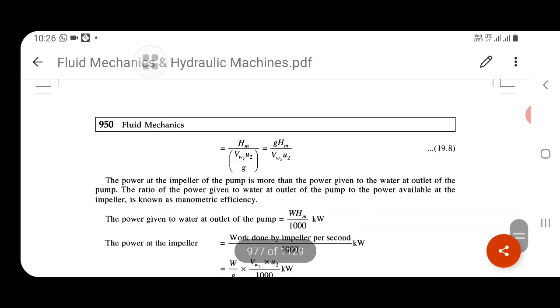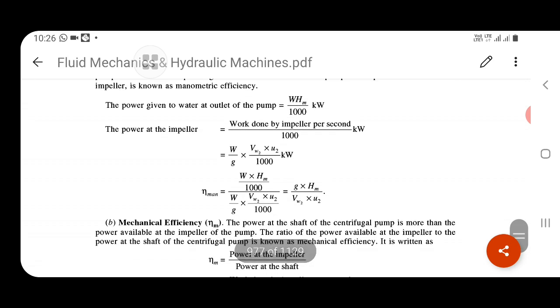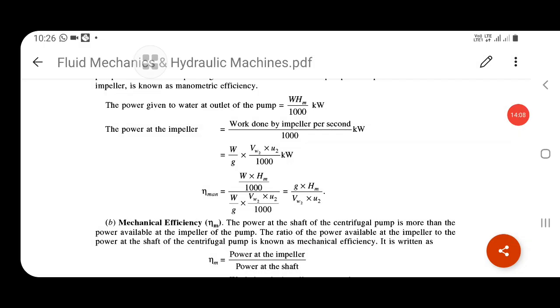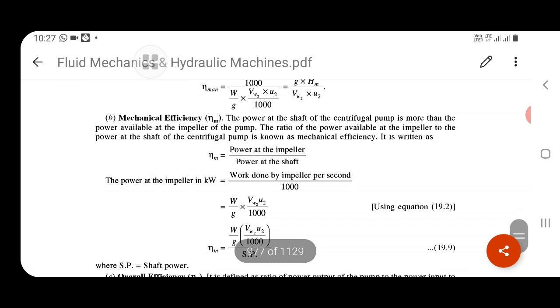So the formula is g Hm upon Vw2 U2, that is the manometric efficiency. So manometric efficiency is the head upon the work done by the impeller, that is w upon g, Vw2 U2 upon 1000. So manometric efficiency is g Hm upon Vw2 U2. Write down.